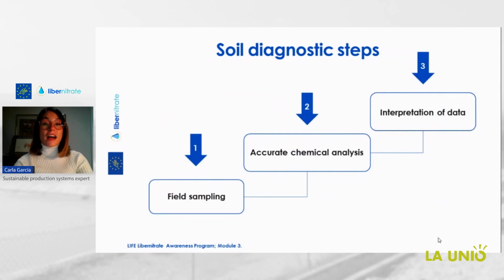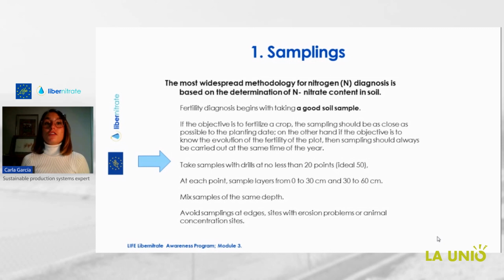To achieve a good fertility test or diagnosis, we must correctly pass the following steps: field sampling, accurate chemical analysis, and interpretation of the data. Fertility diagnosis begins with taking a good soil sample. When and how often should soil sampling be performed? Well, it will depend on the purpose of the analysis.